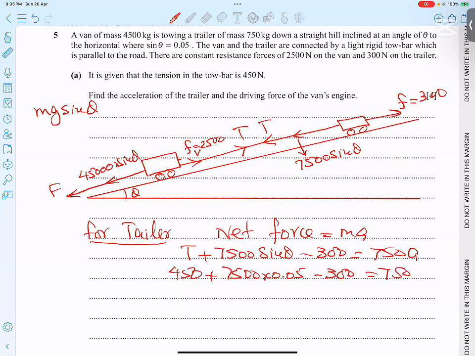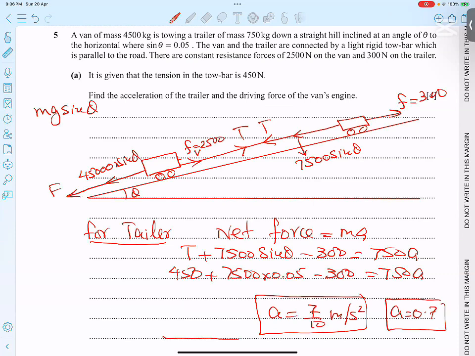And 750 acceleration. So I'm going to type in the calculator the full left-hand side: 7,500 times 0.05 minus 300, and divided by 750. And my answer turns out to be acceleration 7/10 meter per second square, or I can say 0.7.